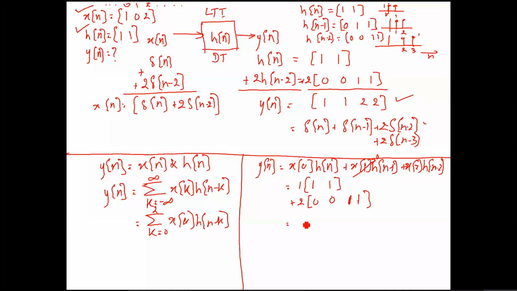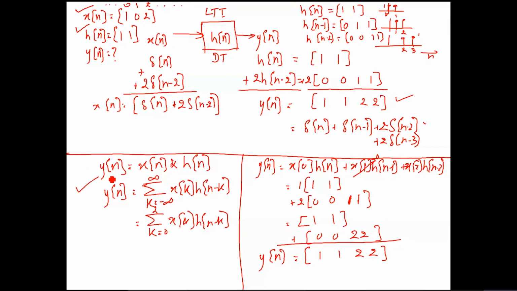So if we just write it again, it ends up becoming 1, 1, plus the second part becomes 0, 0, 2 and 2. If you just add them together, we end up getting 1, 1, 2 and 2. This will be your y of n. So either we can directly use the summation or we can use the graphical part. We end up getting the same answer that you see here.